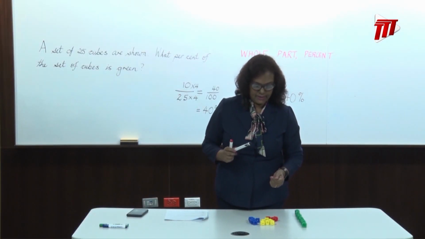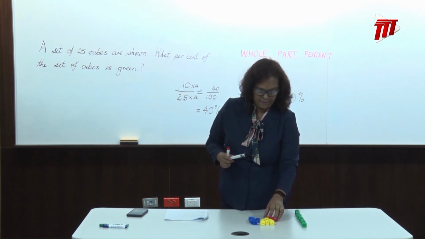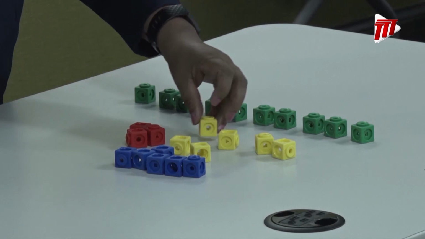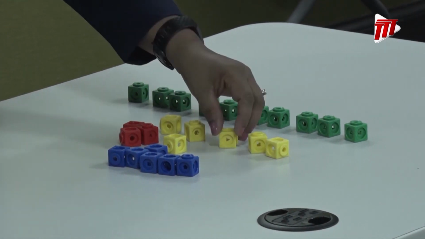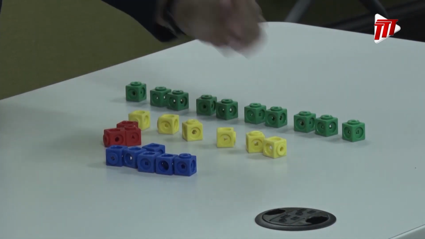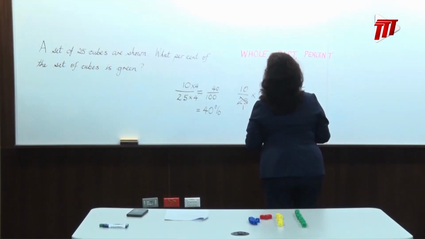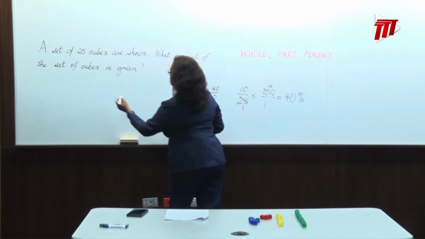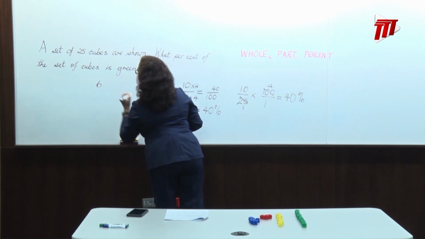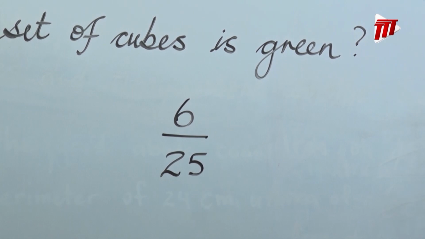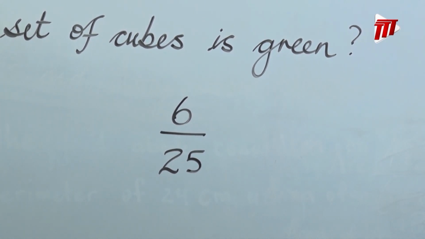Similarly, I could calculate for the others. If I ask what percent of the cubes are yellow. So I have 6 yellow cubes. So I can write 6, which is the part, out of 25. And what will I get?